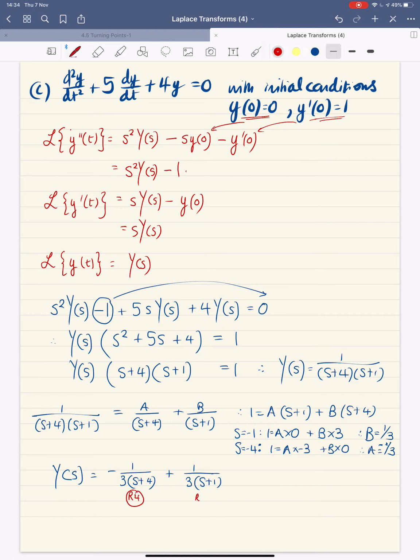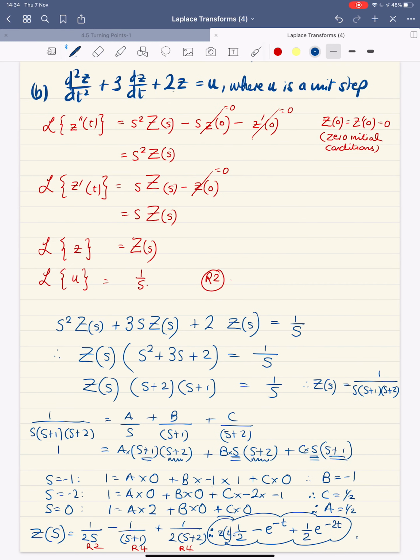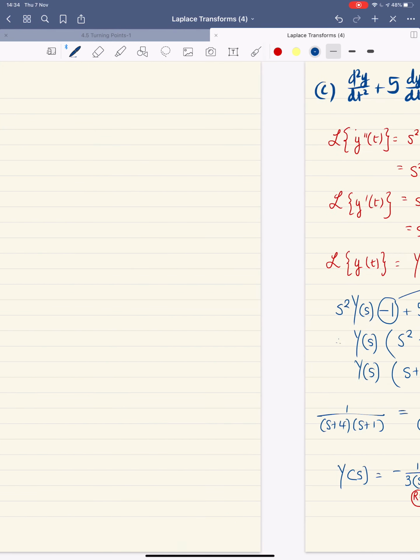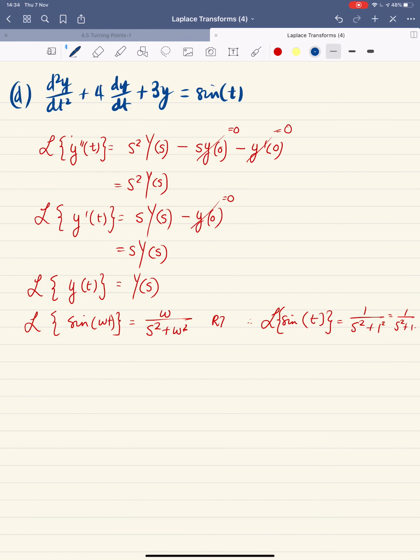So we can say therefore y of t, because we've got y in the question, lowercase y of t equals minus 1/3 e to the minus 4t plus 1/3 e to the minus t. Yeah, tick. Good. All the others are correct as well because I've checked them, so I'll just give myself a tick for each of those. Right, one more to go, I believe.